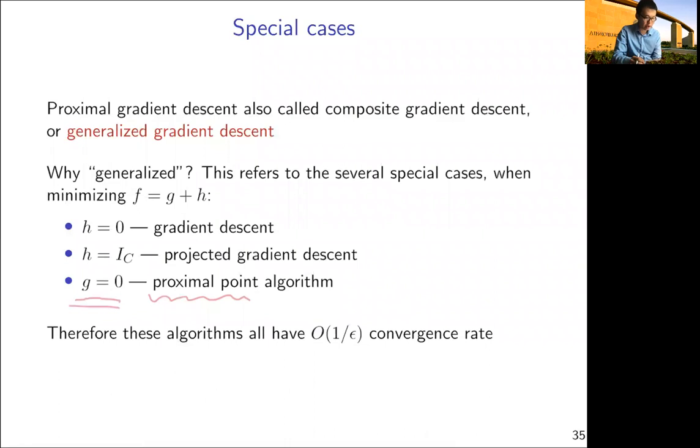For instance, when h equals 0, you get gradient descent. When the non-smooth function h becomes an indicator function, you get projected gradient. When g equals 0, so all you have is a potentially non-smooth function, you end up getting the proximal point algorithm. All of these are special cases, therefore you can apply the convergence guarantees of the proximal gradient methods to attain the 1 over k convergence, or 1 over epsilon iteration complexity, to get to suboptimality epsilon.